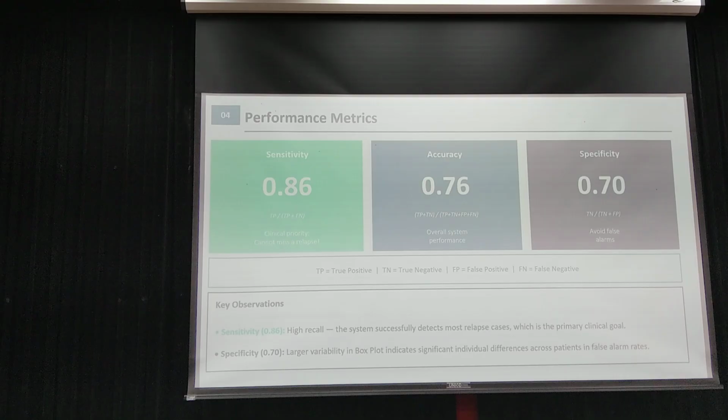0.86 sensitivity, and specificity is 0.7. The higher sensitivity indicates that the system efficiently detects relapse cases. The longer box plot whisker for specificity indicates larger individual variability across patients.